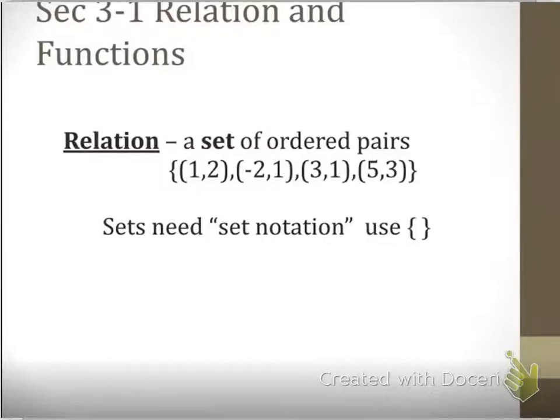So if you don't know what a relation is, here's the definition. A relation is a set of ordered pairs. That's all it is. A set of ordered pairs. Notice it says set. Set's highlighted, bolded. I underlined it. When we're dealing with a set, sets need what we call set notation. So we use these little curly brackets to denote a set.